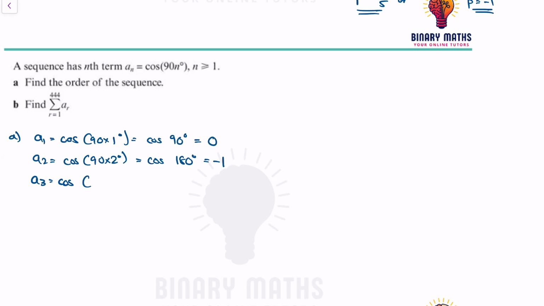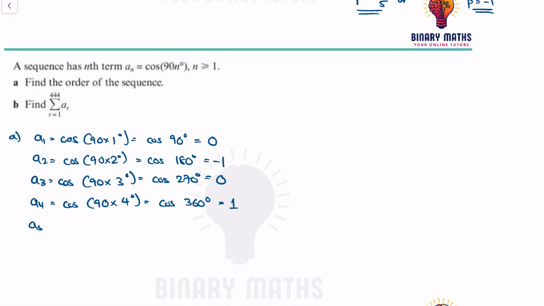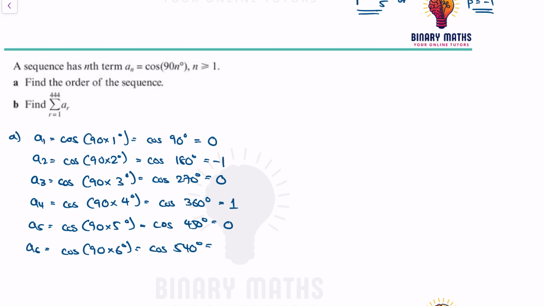a3 will be equal to cos of 90 times 3 degrees, which is cos of 270 degrees, which is 0. a4 is equal to cos of 90 times 4 degrees, which is cos of 360 degrees, which is equal to 1. a5 is equal to cos of 90 times 5 degrees, which is cos of 450 degrees, which is equal to 0. And a6 will be equal to cos of 90 times 6 degrees, which is cos of 540 degrees, which is equal to negative 1.